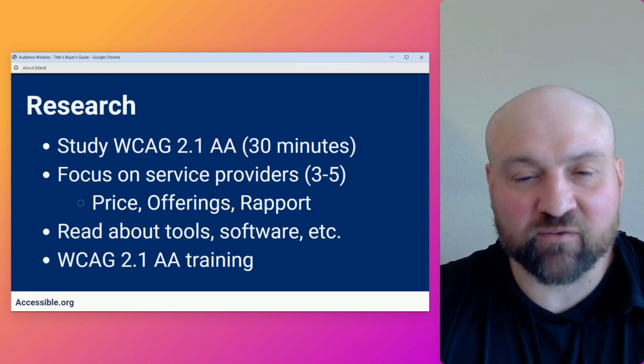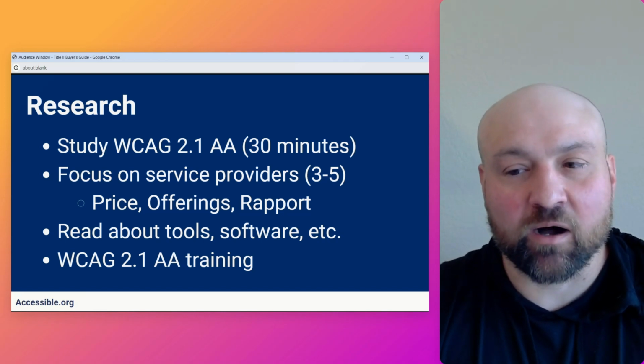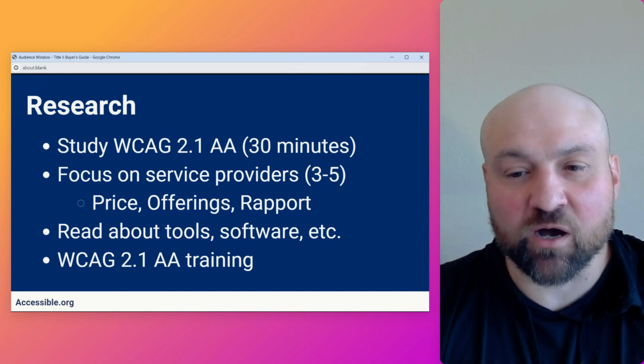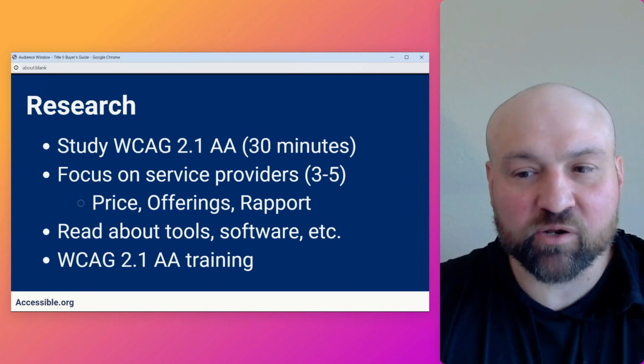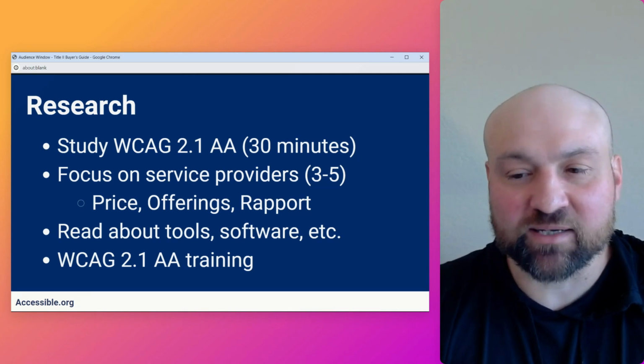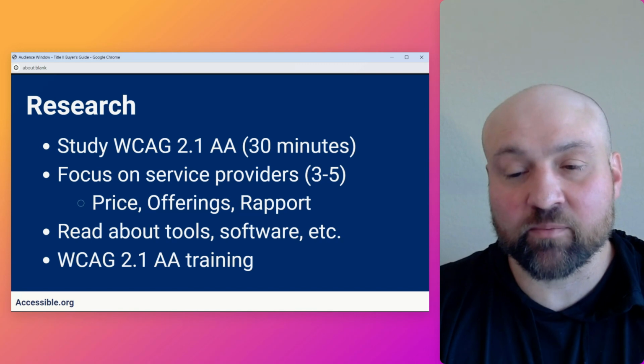Next, focus on service providers as opposed to people who are trying to sell you software and automation. Look through 3 to 5 service providers, talk to them and get a feel for them. What rapport do you have with them? What are they offering? Are they aligned with exactly what you need? And then of course, price is always a consideration. And then on the third bullet point, I have read about tools, software, etc. And this is so you can put them in context.